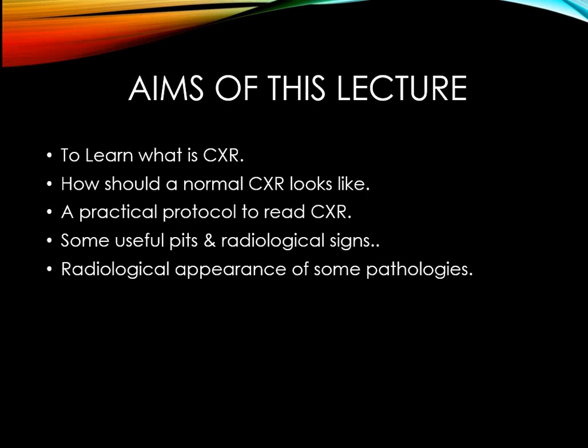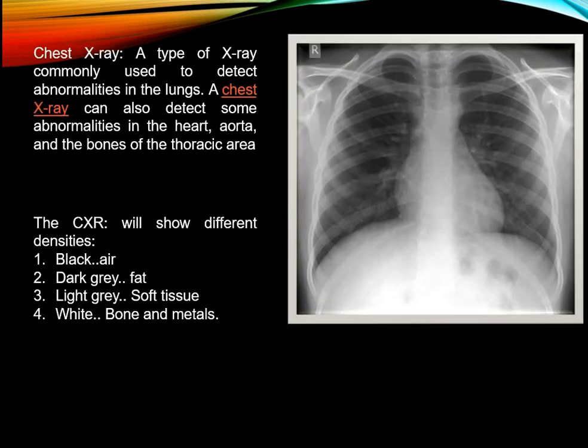The aims of this lecture are to learn what a chest X-ray is and how to read it. The chest X-ray is a type of X-ray that is commonly used to detect abnormalities in the lungs. However, it can also detect some abnormalities in the heart, aorta, bones, and the thoracic area. The chest X-ray will show different densities in black, white, and gray gradients between them. The air will be black, the bones and metals will appear white, and fat and soft tissues will appear gray.